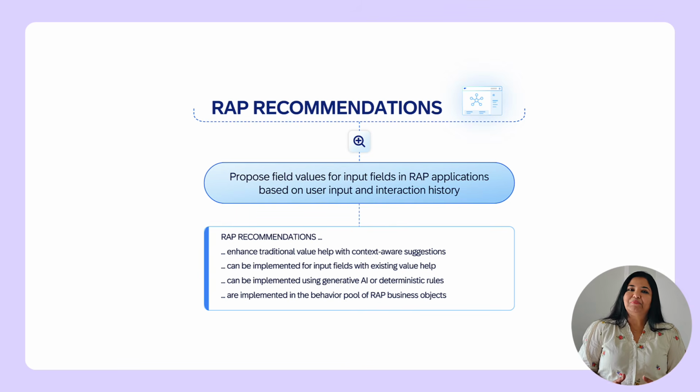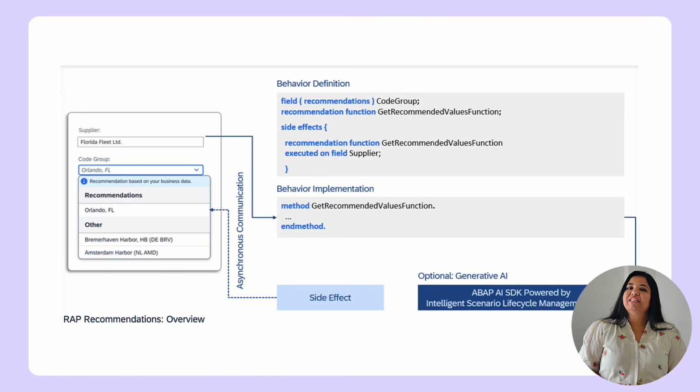Now let us see how to implement RAP recommendations. In the behavior definition of the RAP business object, you have to mention first the source field that the user enters, based on which recommendations should be calculated. Secondly, define recommendation target fields for which recommendations are provided. And finally, the recommendation function to perform the logic to fetch the recommended values. These should be specified within side effects to inform Fiori UI that data changes require the recalculation of recommended values.